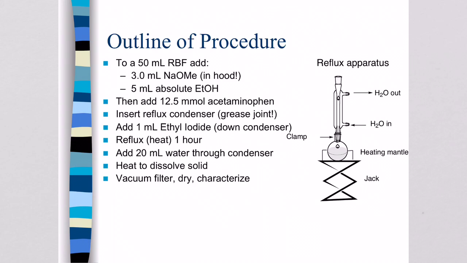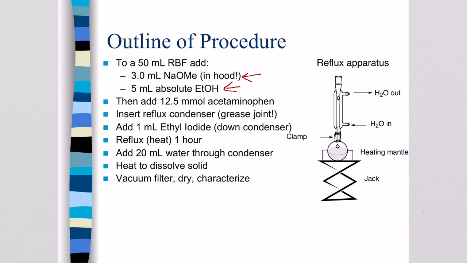So here is an outline of the procedure that we're going to be doing. We're going to take a 50 mL RBF, round bottom flask, and we're going to add the sodium methoxide to that, as well as 5 mL of absolute ethanol.